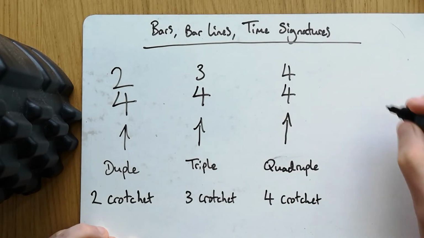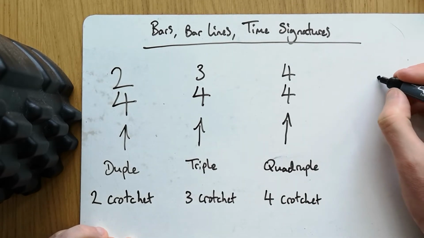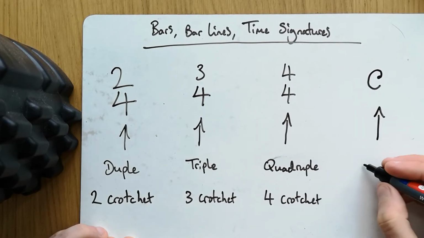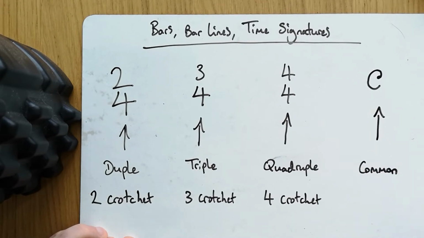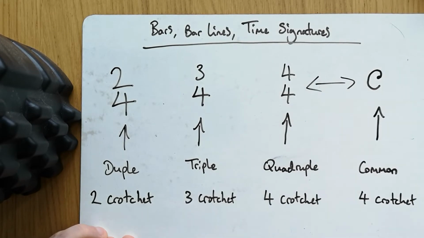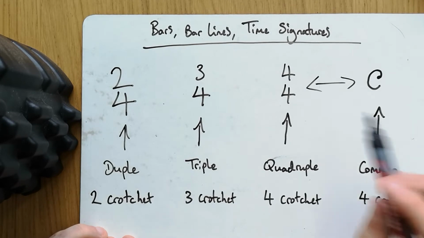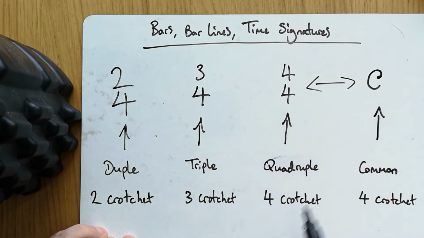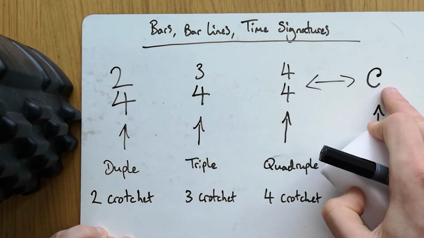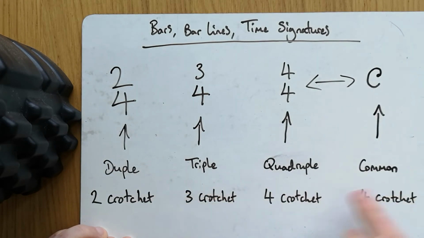Okay, and occasionally you will just see the letter C. This is standing for common time, which is also 4 crotchet beats in a bar. Okay, these two, for your purposes, are the same thing. If you see that, they mean the same thing. 4 crotchet beats in a bar. These are the first ones we're going to look at. So make sure you copy this down: 2/4, 3/4, 4/4, and a C. Duple, triple, quadruple, common time, 2 crotchets, 3 crotchets, 4 crotchets, 4 crotchets.